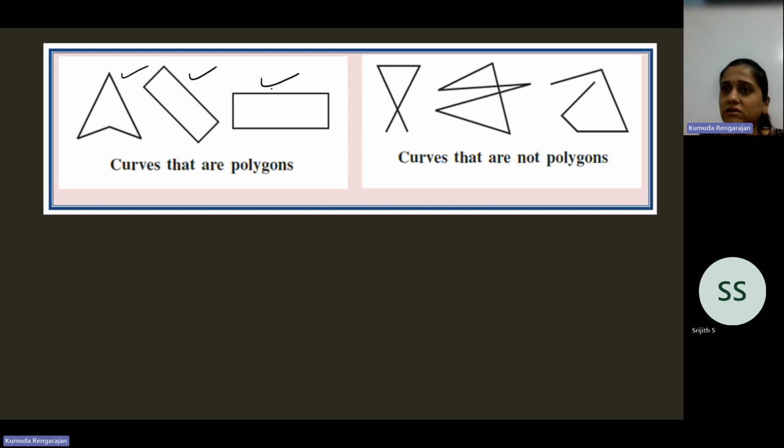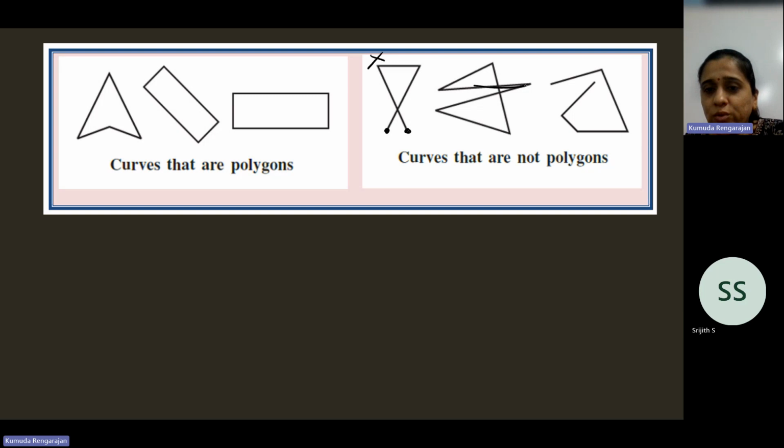All these three are simple closed curves made up of line segments only. So they are polygons. But in the second box, these three figures, you can see line segments there. But in the first one, it's not closed, because the starting point and the ending point are not the same. So this one is not a polygon. It's made up of line segments, but it's not closed. So this one is not a polygon.